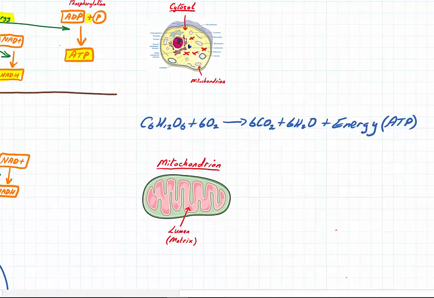Location: if you look at these mitochondria here, this is where the second stage happens. So the C3 molecules end up inside the mitochondrion, in the central area here called the lumen, or as it's sometimes called, the matrix. So we need to be aware that it's happening in the mitochondria.